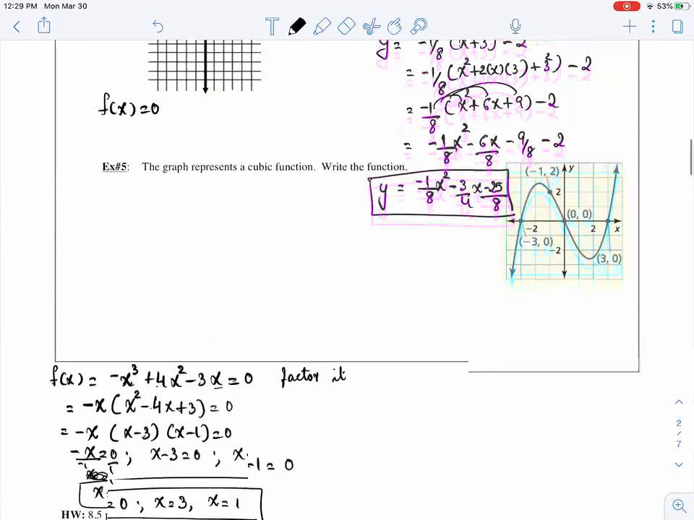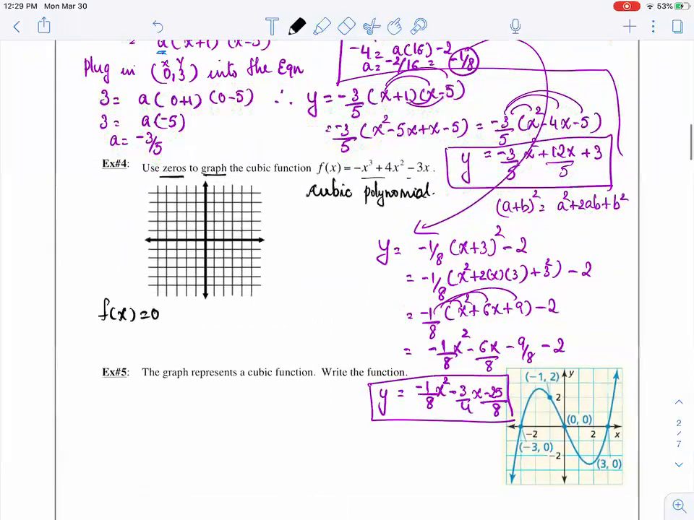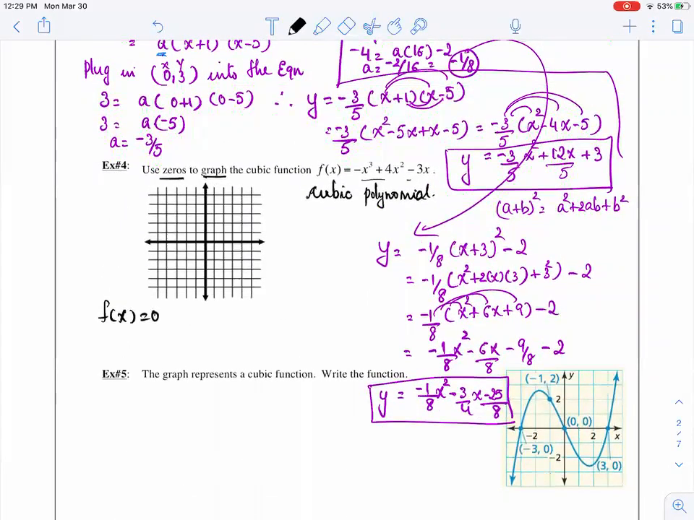Let's go back and check the question. You are asked to use the zeros. We actually got the zeros, check. Now we need to graph. Okay, let's graph it. You're going to graph all the zeros first. What are the zeros again? 0, and then 3 and 1. They're kind of close together.